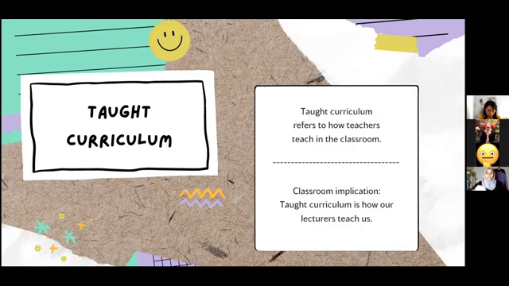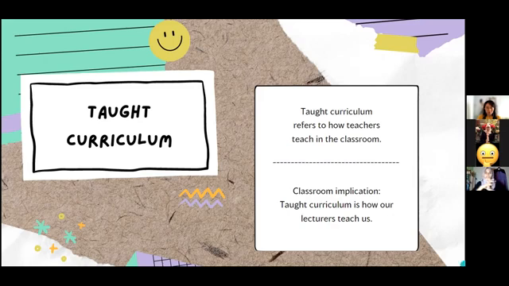So for taught curriculum, the teacher has to implement the methods that they can use to make sure that the students are able to understand thoroughly. Right.